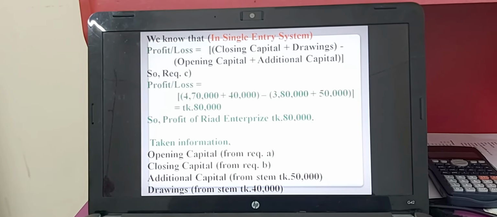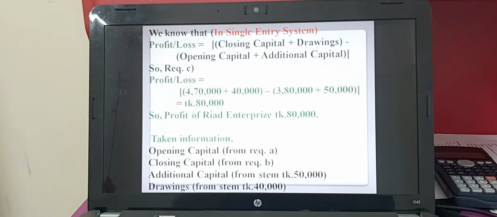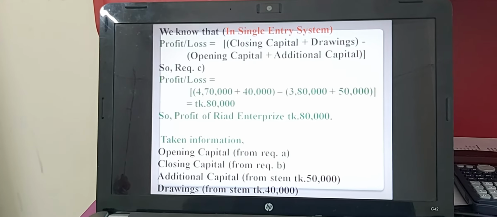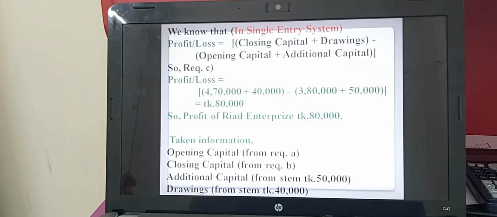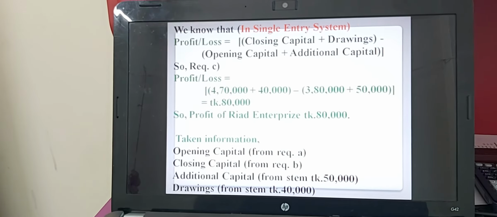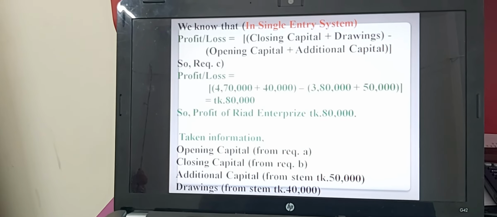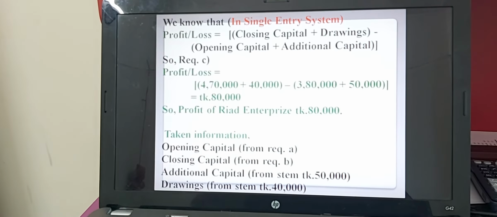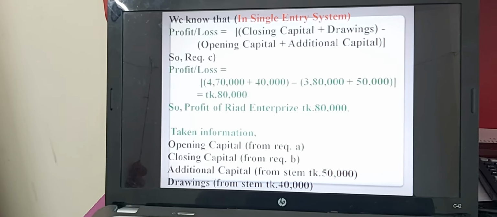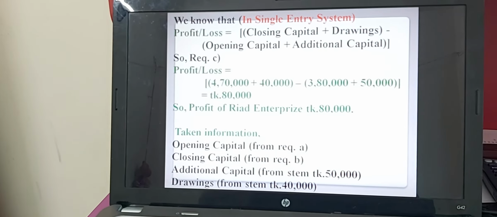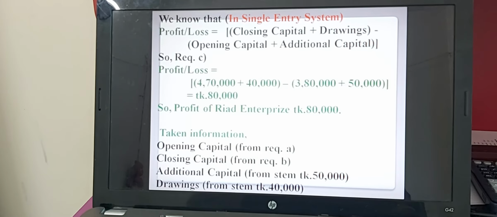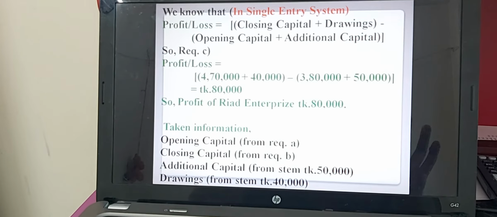So you are seeing on the screen, profit or loss is equal to 4,70,000 plus 40,000 minus 3,80,000 plus 50,000. That is the result, Taka 80,000. We have already said that if closing capital and drawings are more than opening capital and additional capital, then it is equivalent to profit. So in this requirement, profit of Riyadh Enterprise is Taka 80,000.